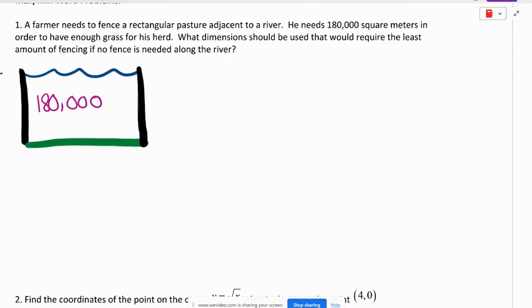So now we want to, what dimension should be used that would require the least amount of fencing if no fence is needed along the river? So do we agree that since this is a rectangle, the left and right sides have the same length? But this one has a different length. I don't care because I'm not closing off the river, so I don't have to put a y over here.